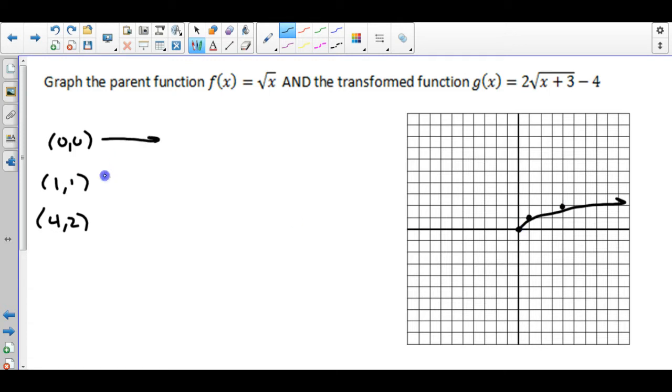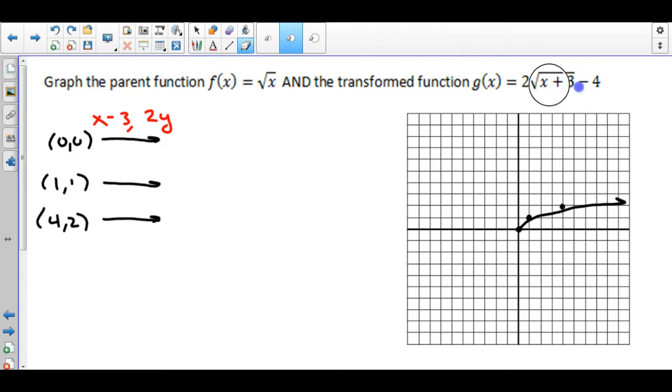Now my transformation. What's going on on the inside for this g of x function is I have an x plus 3, which is going to shift it horizontally. It's going to translate it to the left 3 units. Our little rule was the opposite on the inside. This 2 in front of it is going to stretch my graph. It's called a dilation. It's a multiplier, so it's going to multiply your y values. And then the minus 4 after the square root is going to be a vertical translation down 4 units.